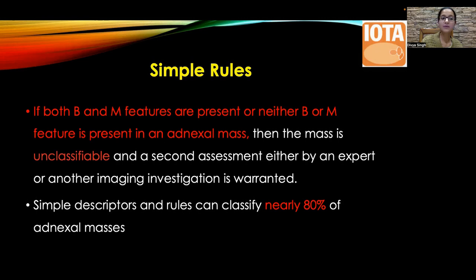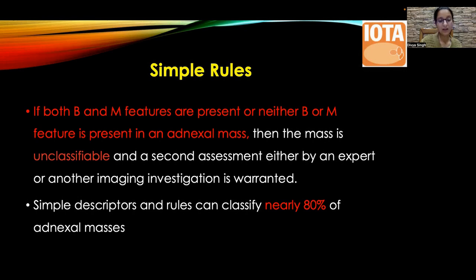However, what happens if you see both B and M features, or if you don't see either B or M features in an adnexal mass? If you see both B and M features, or you don't see any B or M feature in an adnexal mass, then you cannot use these IOTA simple rules, and we need to use other techniques. We can use certain risk prediction models like the ADNEX model, or we can refer the patient to an expert examiner who can then try to identify whether the mass is benign or malignant, or we can go in for other investigations.